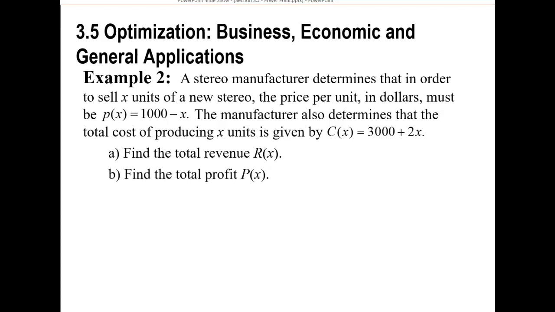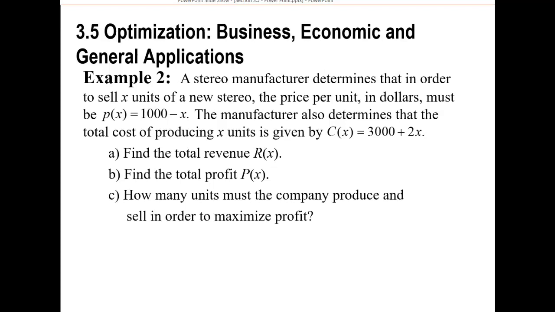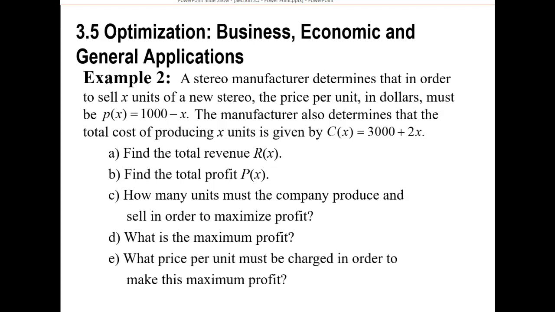Find the total profit, P of X. Find how many units must the company produce in order to maximize their profit. And then what would the maximum profit be? So this is a very real life problem. And also what price per unit must be charged in order to make the maximum profit. Okay, you can imagine why a company would need to know these things.